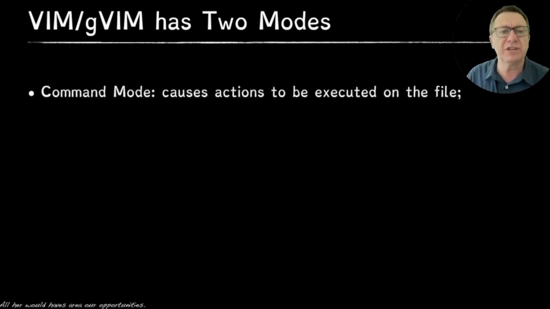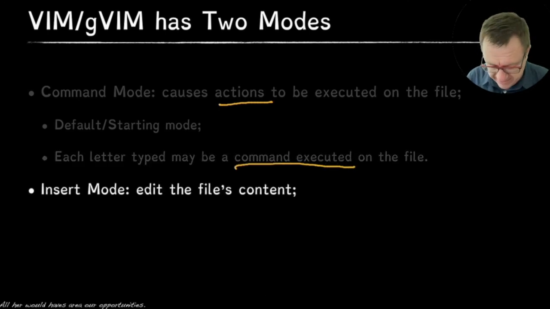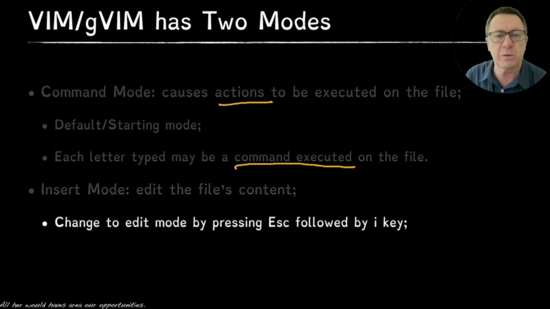Now, Vim or gVIM has two modes, all right? In one, we can have actions, and this is our default starting mode. Each letter we type then becomes a command that gets executed where we're in this command mode. The other mode we want to be in, and this is one we're going to be in a lot, is called insert mode. And that allows us to write and do all that file stuff that we want to do.